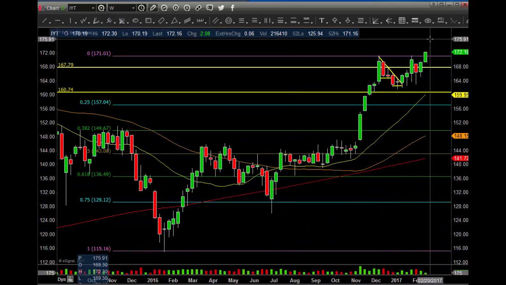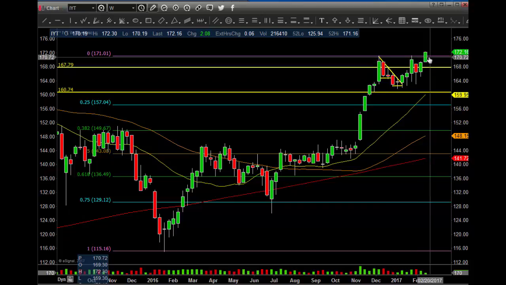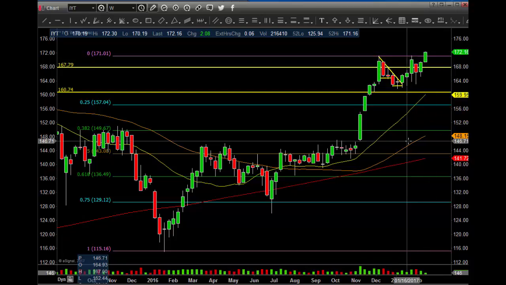And I want to see this thing start to lead. Remember, we always talked about the IYT not leading, just like the IWM. IWM's into resistance. This is coming up to the resistance here. Let's see if we can continue through.